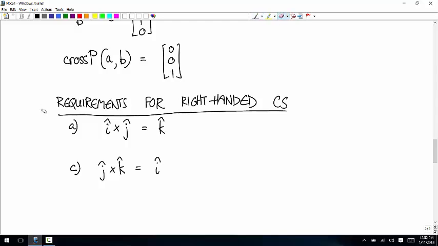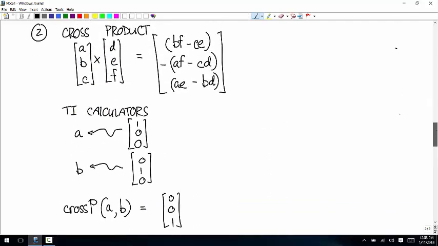Okay, so notice those are, if you just do these in order, this is what you would expect. The second one, if you take the x-axis, i, and cross it with the z-axis, k, you get the negative j-axis. Those are the requirements for a right-handed coordinate system. And notice a trend starting to develop here.